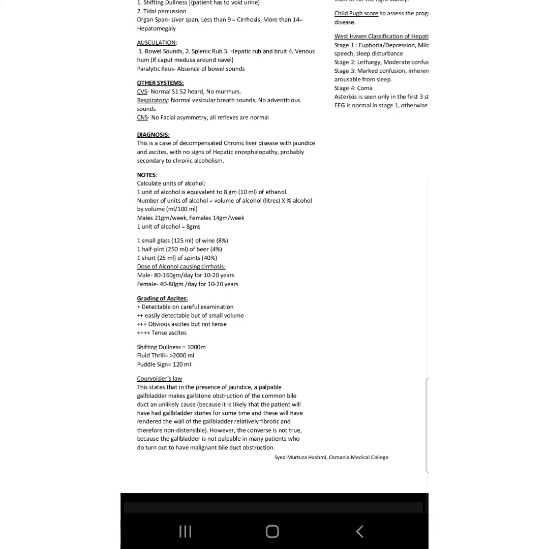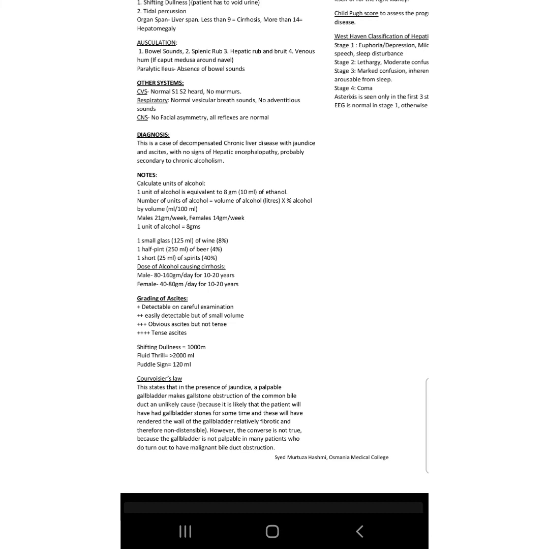Then what is Courvoisier's law? This states that in the presence of jaundice, a palpable gallbladder makes gallstone obstruction of the common bile duct an unlikely cause. It is not due to gallstone obstruction, because it is likely that the patient will have had gallbladder stones for some time, and these will have rendered the wall of the gallbladder relatively fibrotic and therefore not distensible. So it will not make the gallbladder distensible.